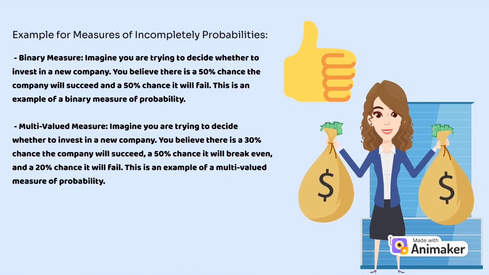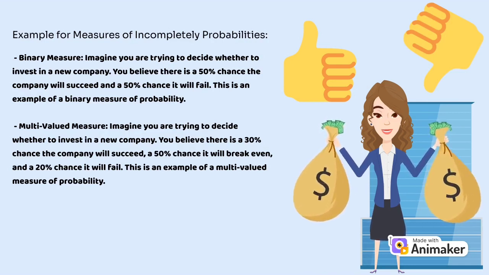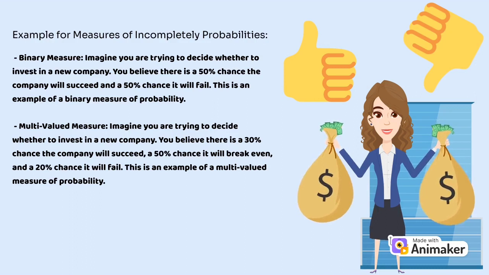Here are examples of binary and multi-valued measures of probability. For a binary measure, imagine you are trying to decide whether to invest in a new company. You believe there is a 50% chance the company will succeed and a 50% chance it will fail. For a multi-valued measure, imagine you are trying to decide whether to invest in a new company. You believe there is a 30% chance the company will succeed, a 50% chance it will break even, and a 20% chance it will fail.